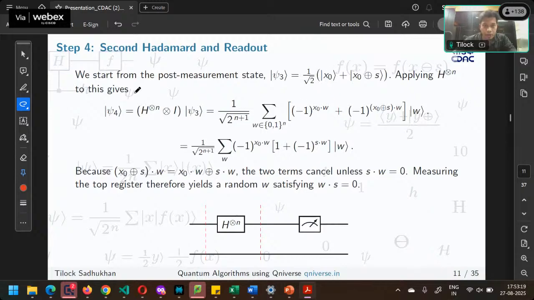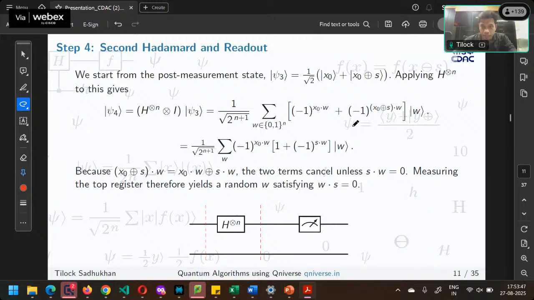So if we apply the Hadamard gate on the psi3, from this particular state we'll get -1 to the power x naught dot w, and the corresponding states are along the way. Similarly for this state also, we will get some kind of the same expression. And now, if we follow a little bit of algebra, we are just getting from this equation to this equation. Now how we are getting this, I'll just explain in the next slide.